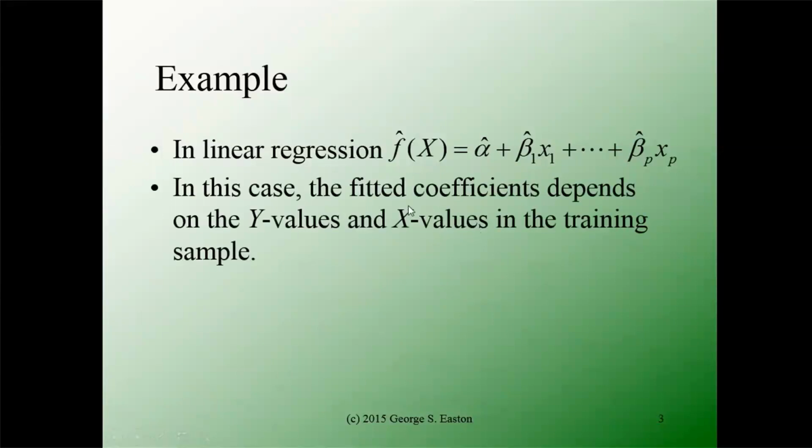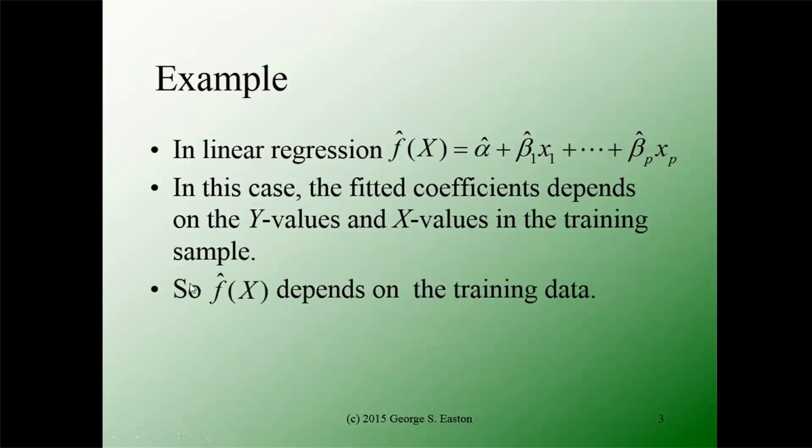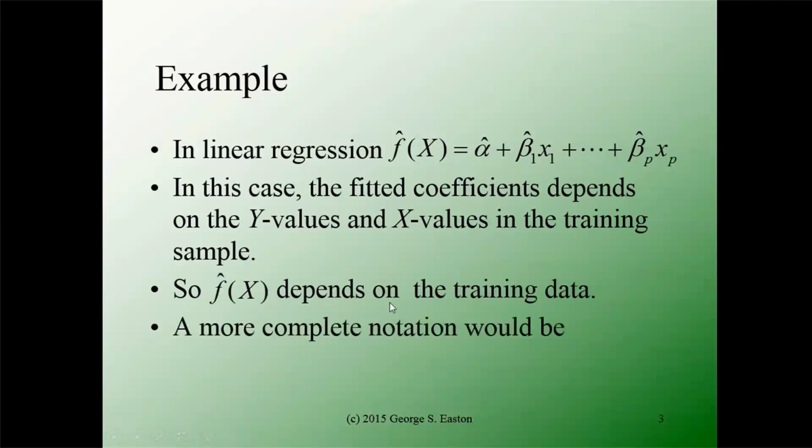In this case, these fitted coefficients, the intercept alpha hat and the slope coefficients beta hat 1 to beta hat p, are going to depend on the y values and the x values in the data that they're estimated from. And so what this means in this case is that our f hat of x depends on the training data. So if I were to use a more complete and thorough notation, what I would do is represent f hat of x as being dependent on the y training data and the x training data. But this notation is cumbersome, so I'm going to suppress the dependency on the training data here. But you know now that f hat of x really depends on the training data through the estimated coefficients.